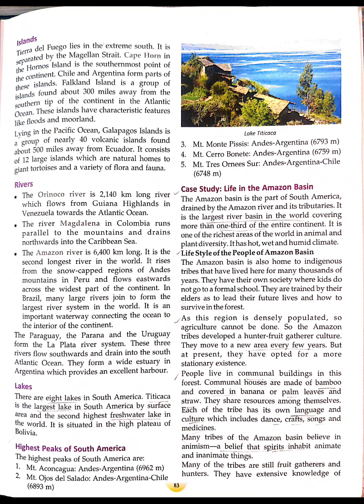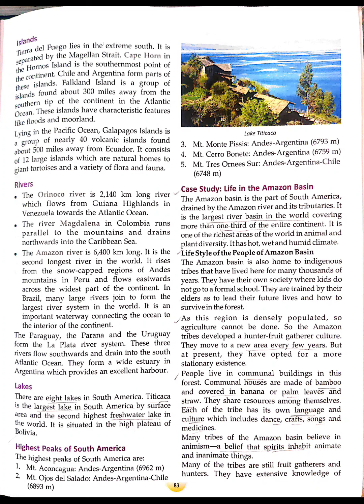Now the islands. Tierra del Fuego lies in the extreme south. It is separated by the Magellan Strait. Cape Horn in the Hornos Island is the southernmost point of the continent. Chile and Argentina form parts of these islands. Falkland Island is a group of islands found about 300 miles away from the southern tip of the continent in the Atlantic Ocean. These islands have characteristic features like floods, moorland.